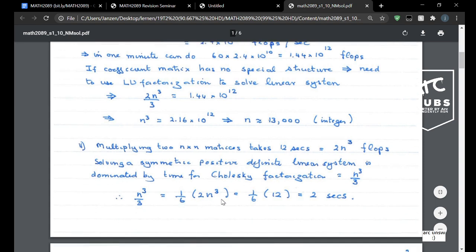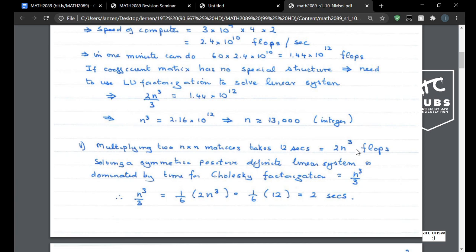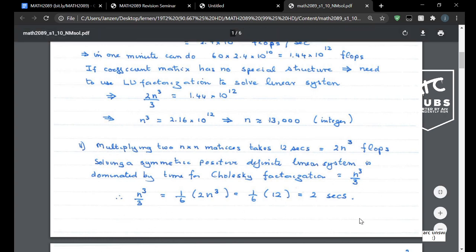Yeah, so what they did here is that they used the Cholesky factorization, and they did some factorizing to make it so that 2n cubed is inside the bracket, so you can directly substitute 12 in. Otherwise, you can just, for this expression, divide it by 2 and then cube it to find n, and then substitute it back in to the complexity of Cholesky factorization. And yeah, 2 seconds.